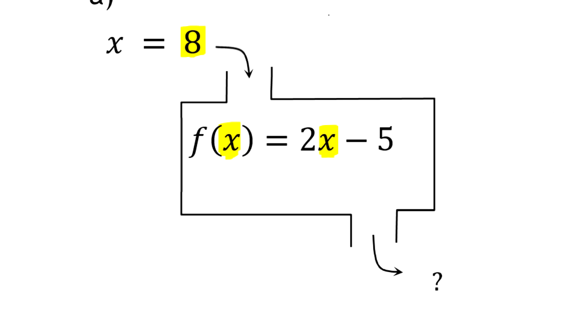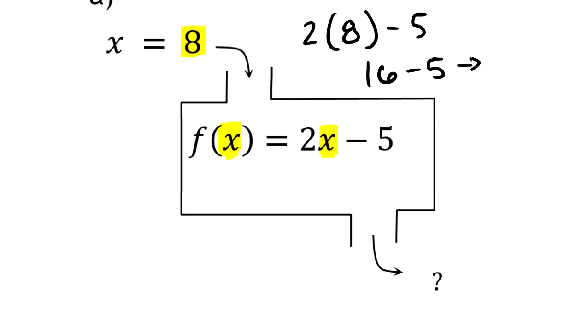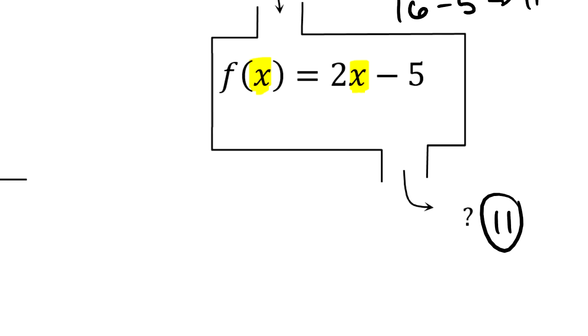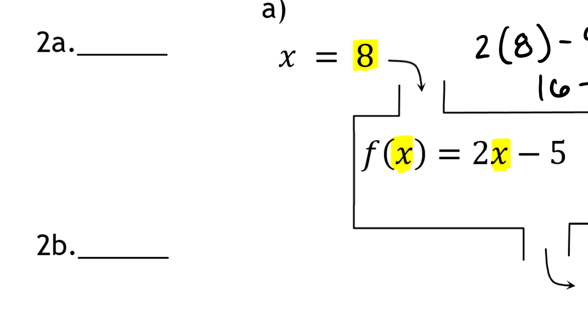So I'll go ahead and plug this in. This is just going to be 2 times the quantity of 8, and then minus 5. 2 times 8 is... no, 2 times 8 is not 13. 2 times 8 is clearly 16, and 16 minus 5 is 11. So when I plug 8 into this function, it produces an output of 11. So the answer for 2a is 11.